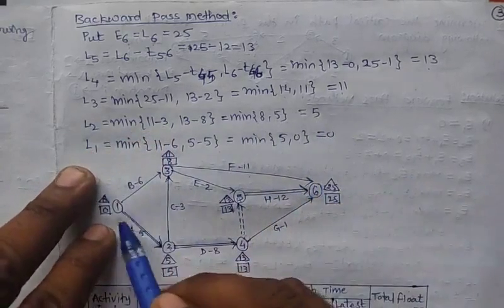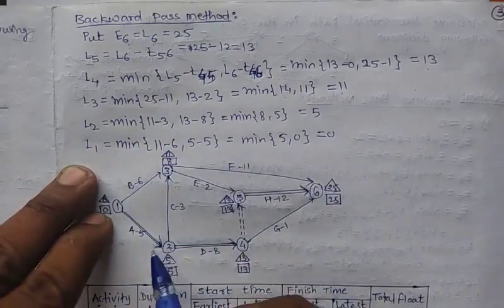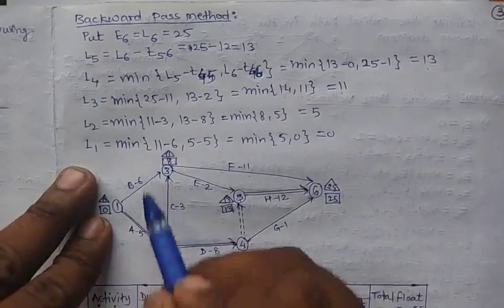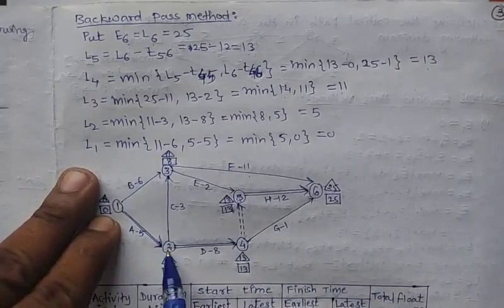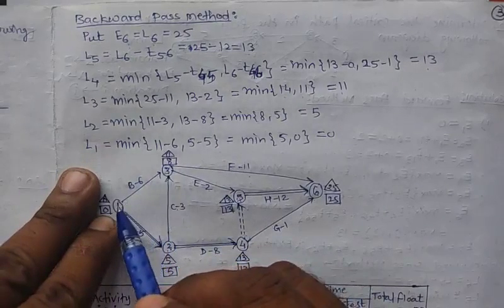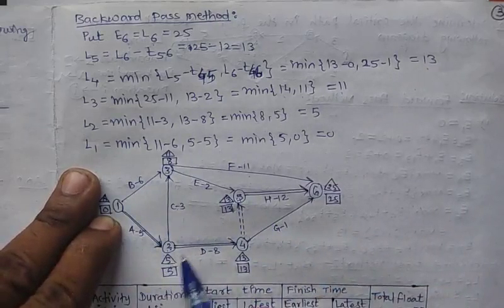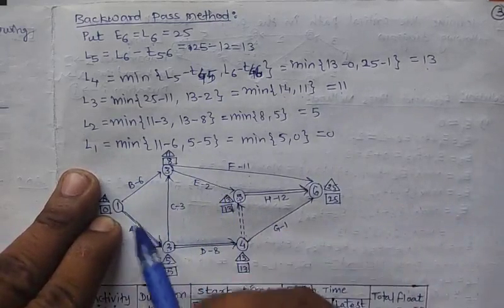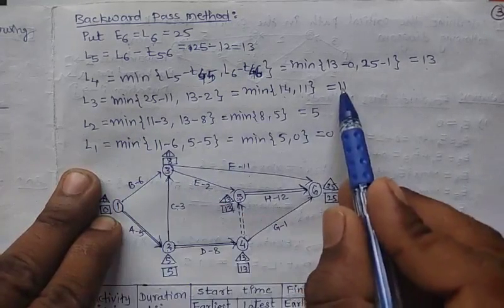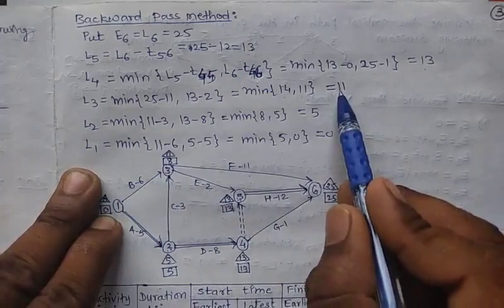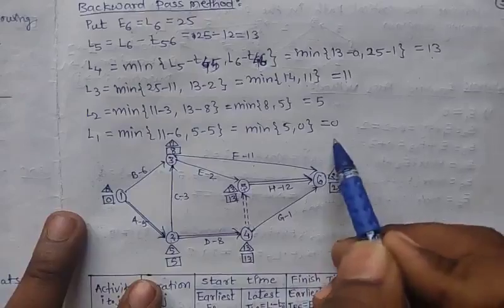And last we calculate L1. So for L1 there is two outgoing arrows from L1. Now we will calculate minimum between these two. So we get here L2 minus T12 and here L3 minus T13. So L2 has value 5, so 5 minus this distance 5, and L3's value is 11 minus this distance 6. So minimum between these two 5 and 0, minimum is 0.